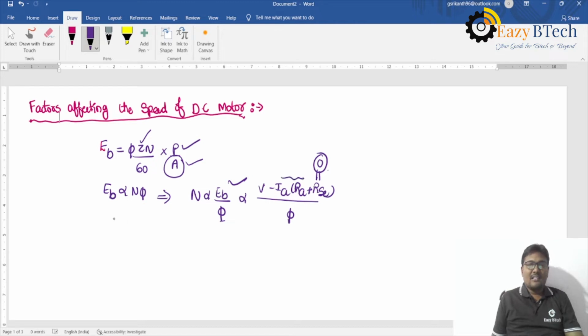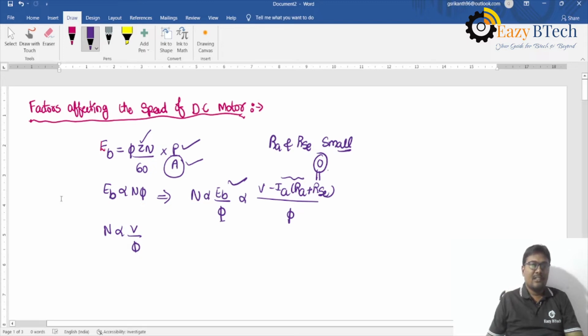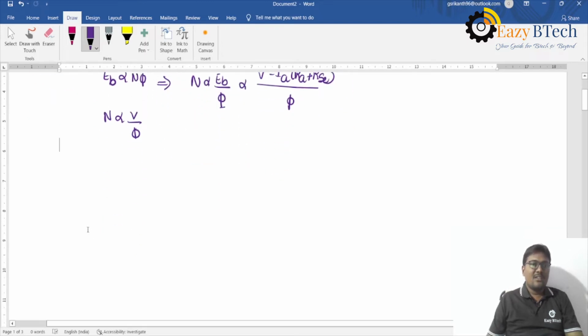We can neglect this drop. Why? Because Ra is small and Rsc is also small. So I can write it as N is directly proportional to V divided by φ. The speed depends on these factors.